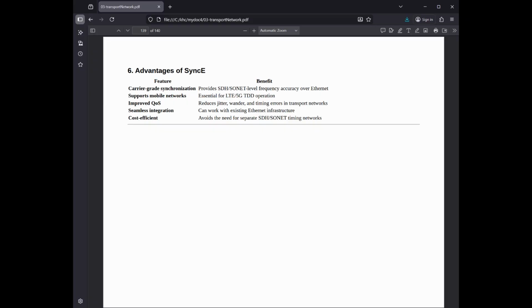Fronthaul accuracy. For Cloud RAN architectures, SyncE is essential in the fronthaul to synchronize remote radio units, RRUs, with centralized baseband units, BBUs. 3. Improved quality of service, QoS.